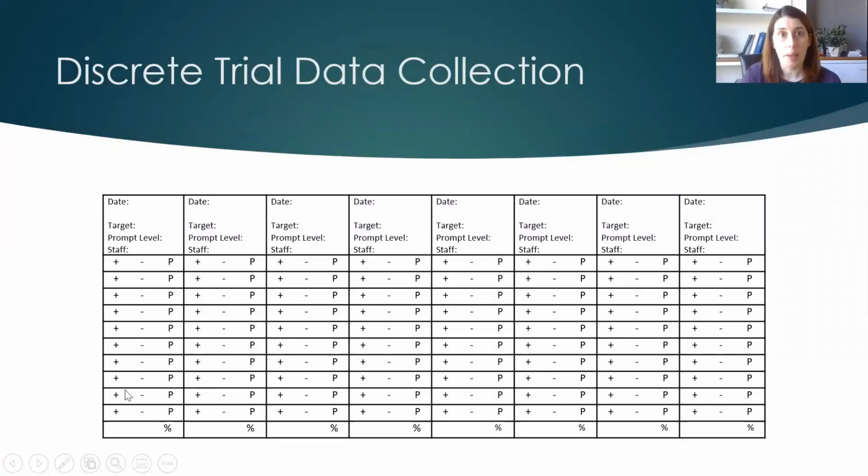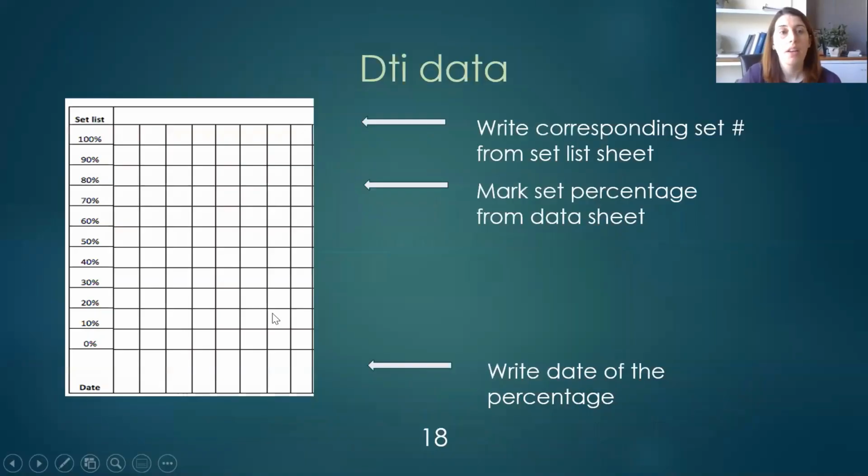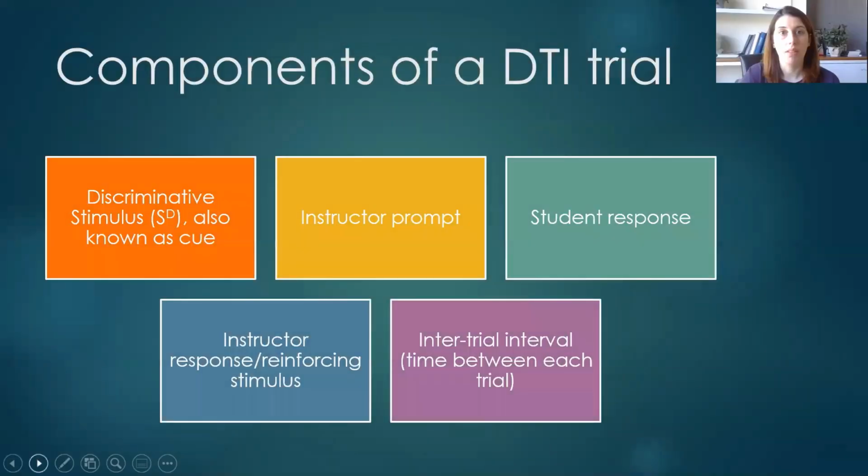Again, this is just a sample discrete trial data collection sheet. So these would all be sets of 10 DTI trials. And then this would be a corresponding graph. So you're going to write the percentage, and then you would plot it on the data point to indicate what your percentage of graphing would be.